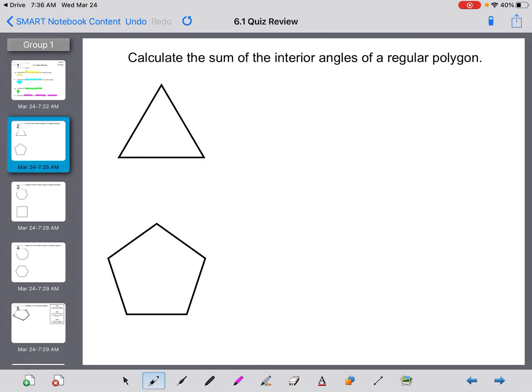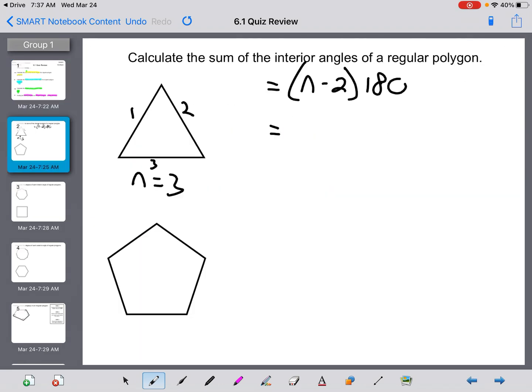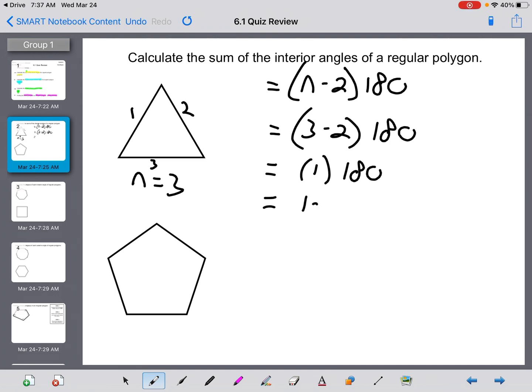So first, the sum of the interior angles. Remember, the sum of the interiors is going to be n minus 2 times 180. You need to determine what n is for each polygon. N is the number of sides, so in this case it's 3. So this is equal to 3 minus 2 times 180, which is really 1 times 180, which is just 180 degrees.